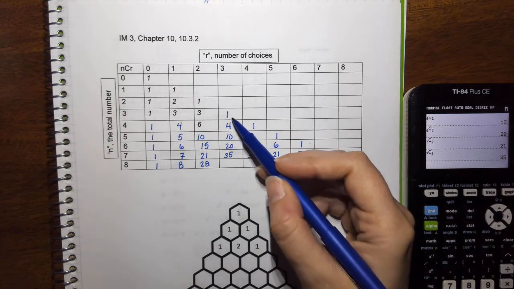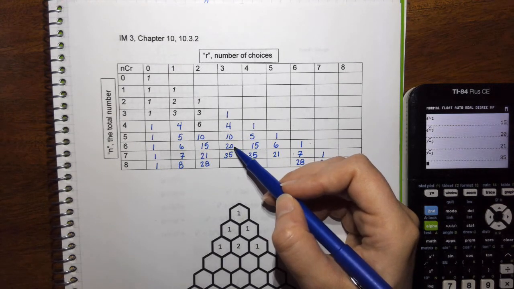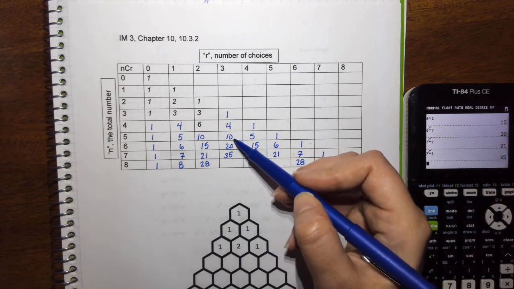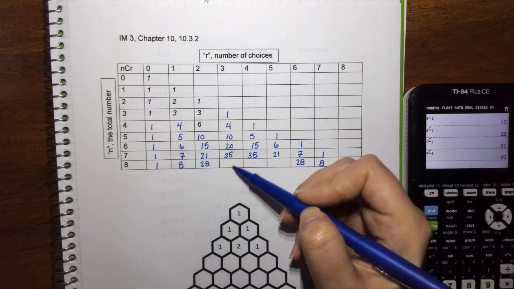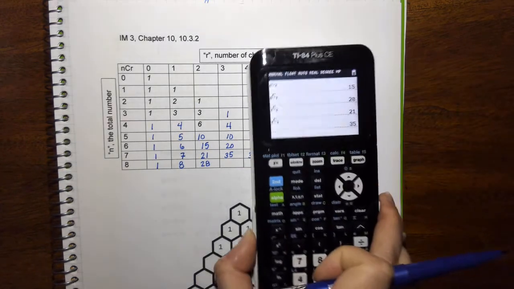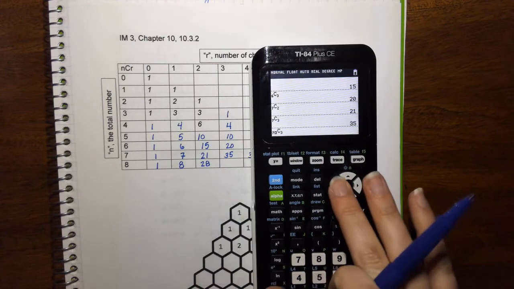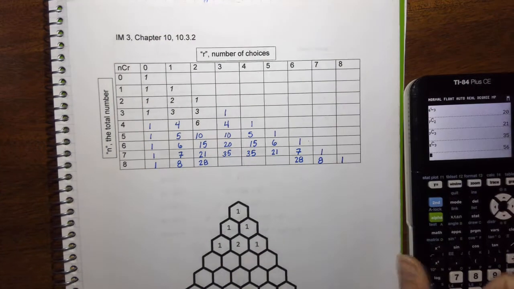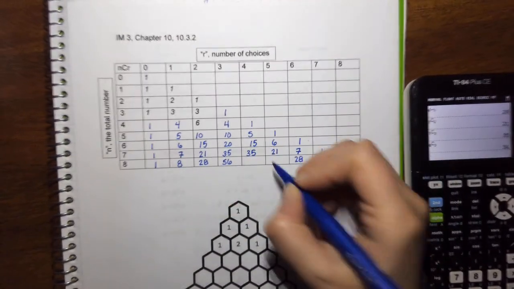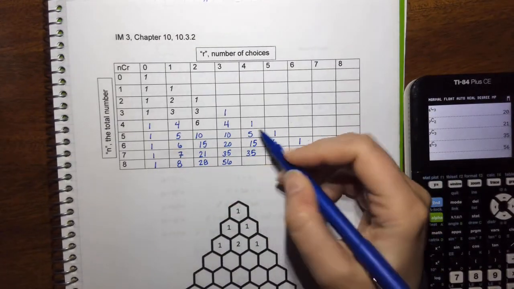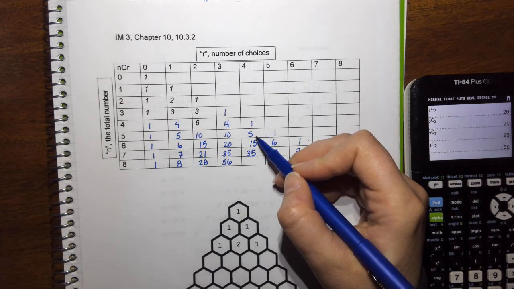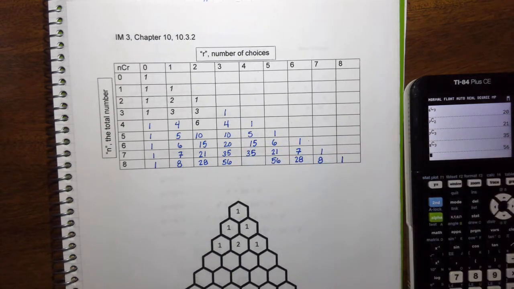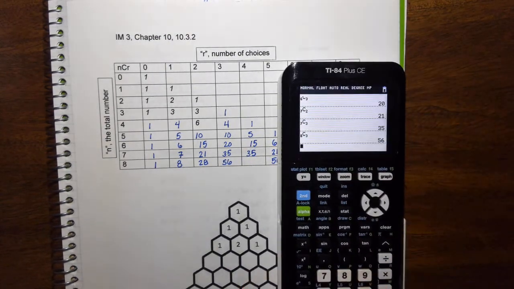Anyone figure out a pattern for this? +3, +6, +10. Oh, it's adding this. +3, +6, +10, +15, +21. Let's check. Yep. And this is going +4, +10, +20. Oh, this is oh. Oh. How fun.